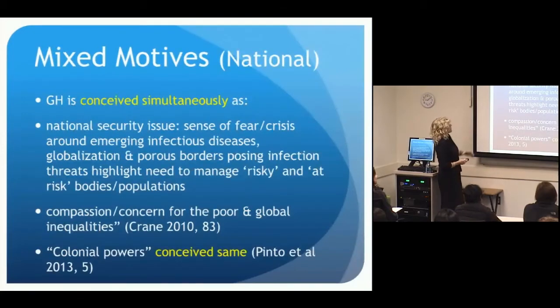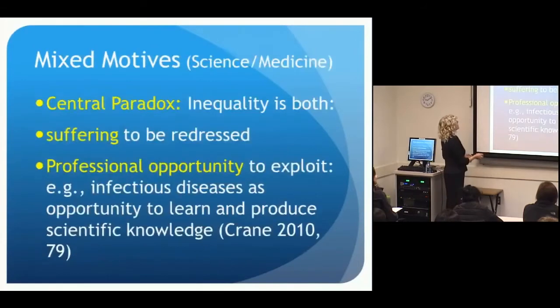And then another mixed motive at the national level is that global health is conceived simultaneously as a national security issue, fear and crisis about infectious diseases crossing borders, infection threats, you know, to us versus others, whoever you are, talking from whichever end. And then, of course, a genuine compassion and concern for the poor and global inequalities. It's not like that's lost in there. But the colonial powers conceived themselves and their work in the exact same manner. And so it's just, again, something we always want to stay aware of.